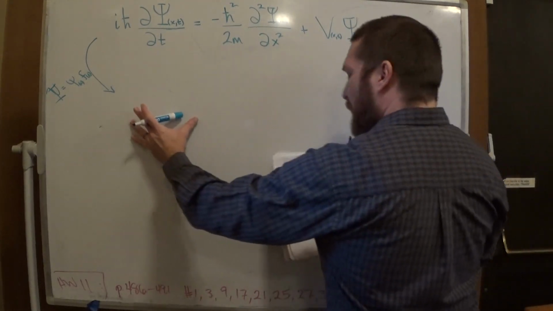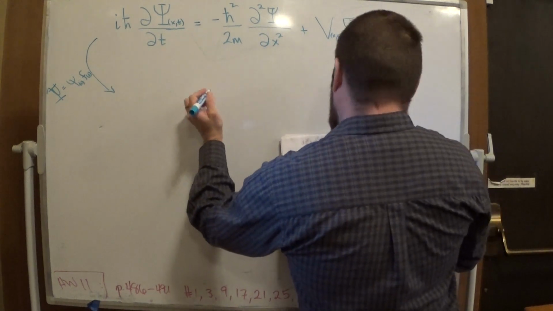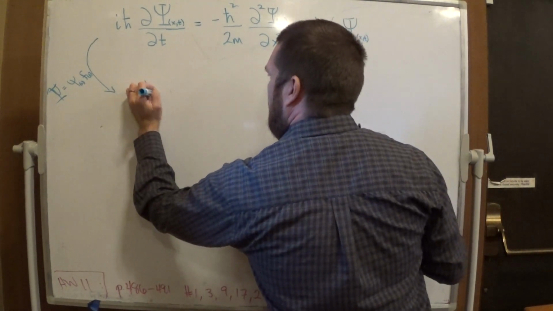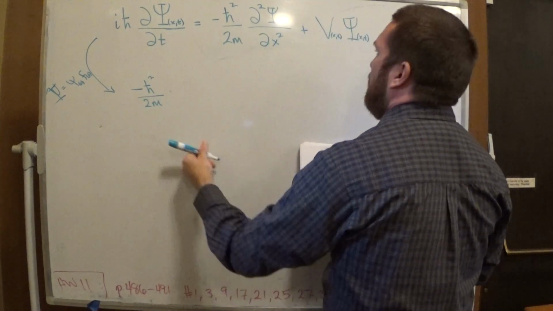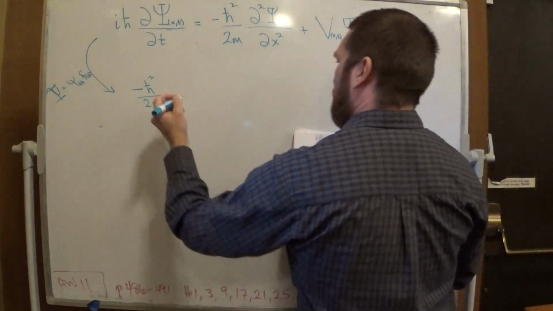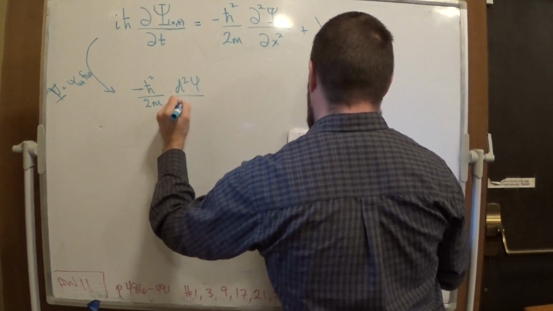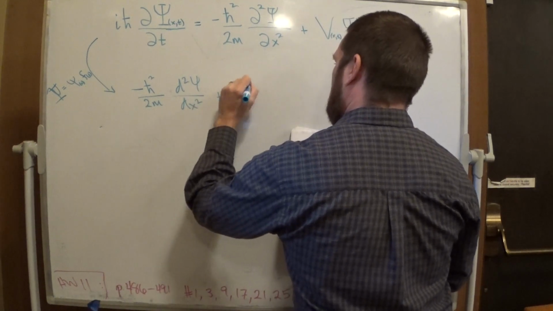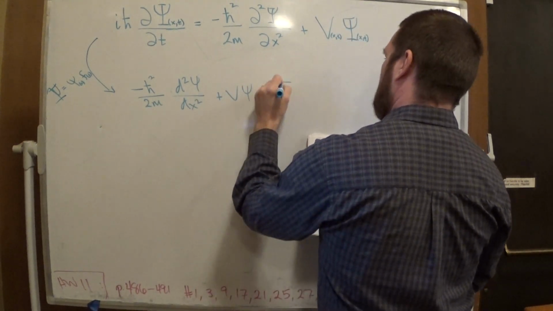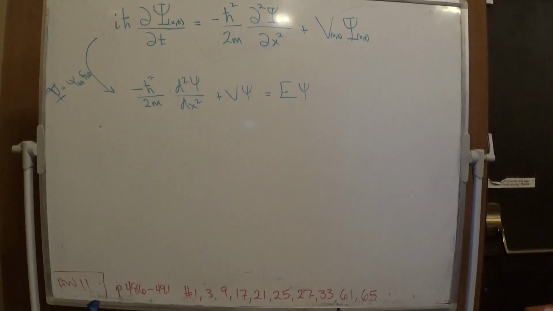And now all you have left over is this. I guess I'll rewrite it like this. Squared over 2m. M is the mass, by the way. I didn't say that. M is the mass of the particle. D squared psi dx squared plus v psi equals E. Ooh, what's that E? E turns out to be the energy.